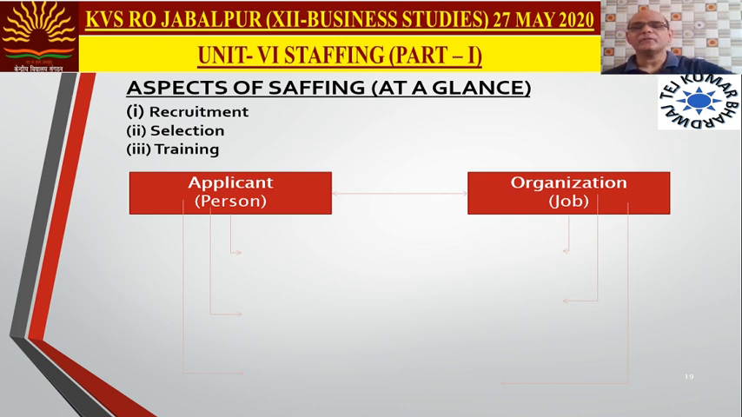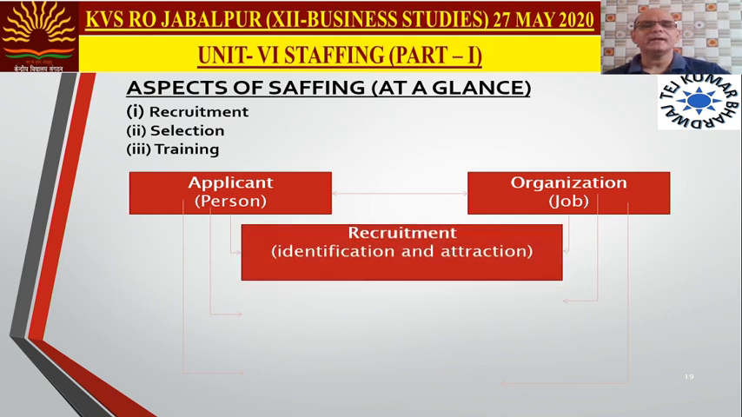But if we want to summarize all these things, all the steps of the staffing process, we will come to the end with three important terms: recruitment, selection and training. Where recruitment bridges the gap between person and job. How? By identification and attraction.